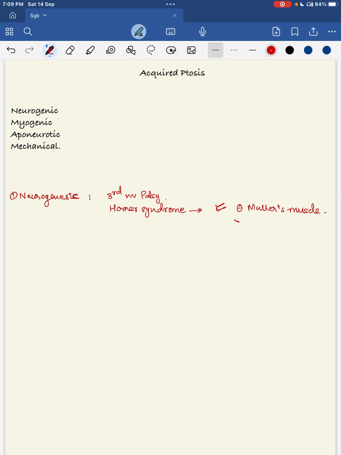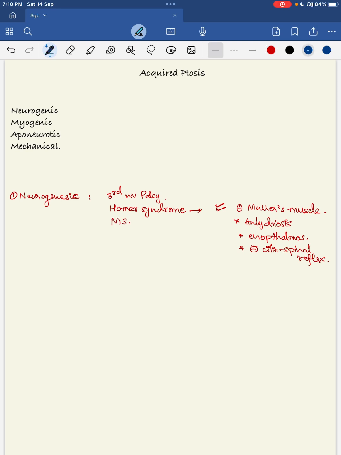Reduced sweating, which is called anhidrosis. Other features include enophthalmos and loss of the ciliospinal reflex. What is that? Ciliospinal reflex, right? Ciliospinal reflex, etc. Other cause is multiple sclerosis.